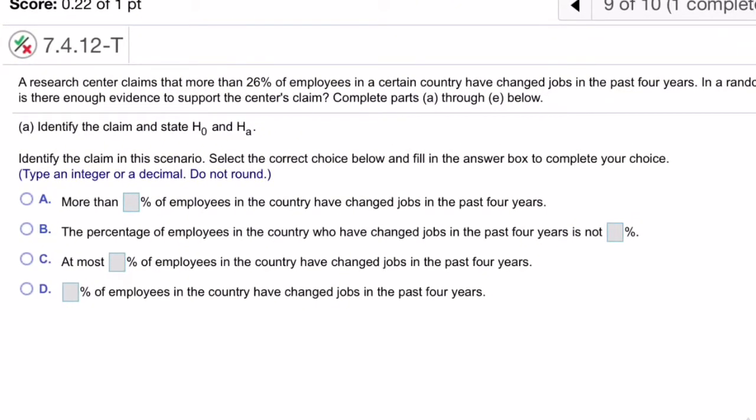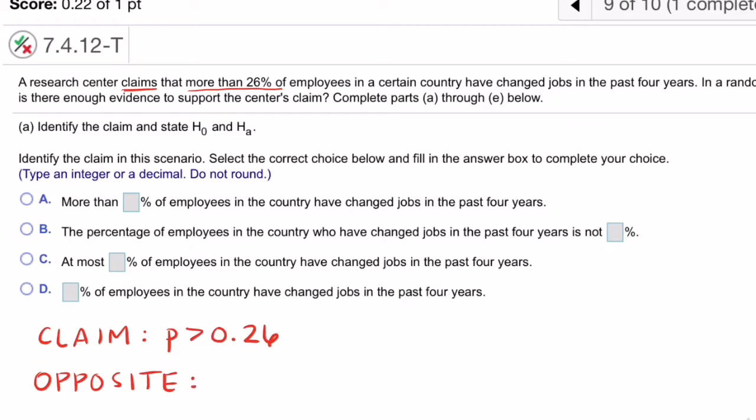All right, so we can see right here the claim that we are being asked to test is that more than 26% of employees in this certain country have changed jobs in the past 4 years. So if I identify my claim that the proportion P is more than 26%, then I'm going to turn around and identify the opposite of that claim.